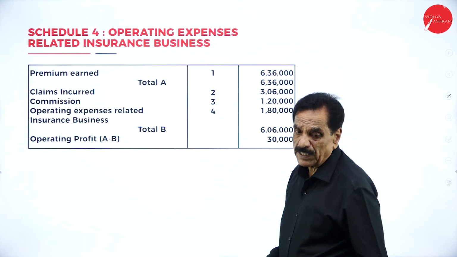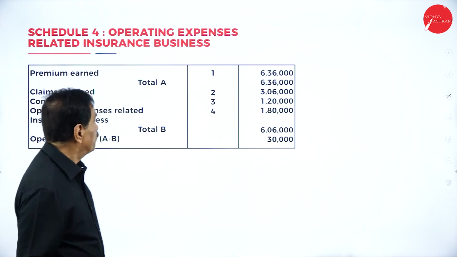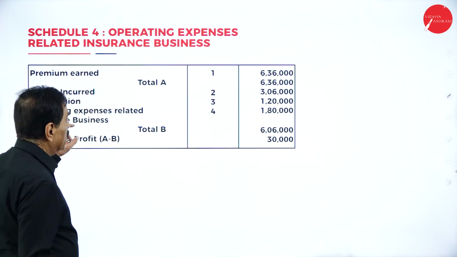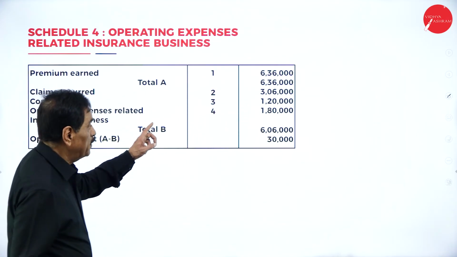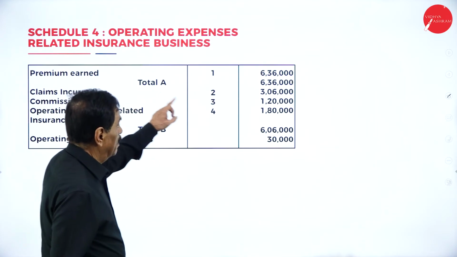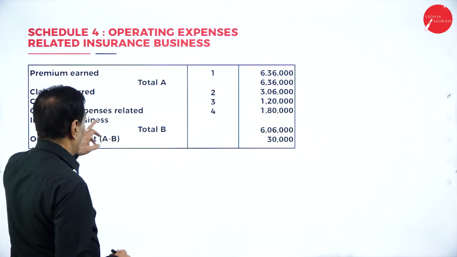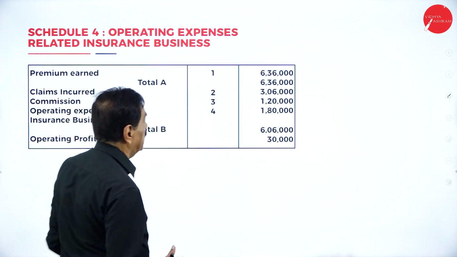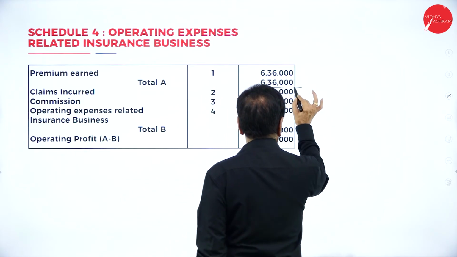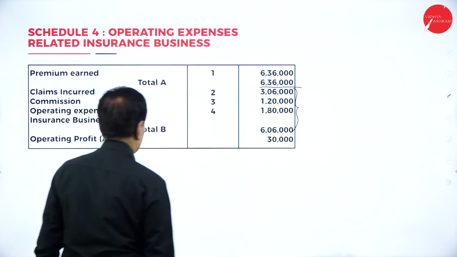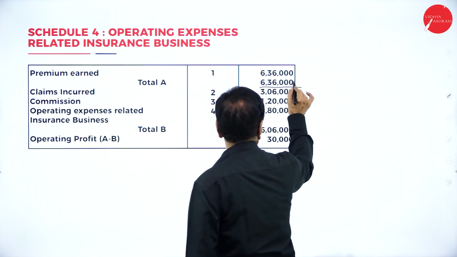Put into format now. Premium received, 1, is 6,36,000. Total claims, commission, operating expenses here. Claims 3,06,000. Then commission 3, 1,20,000. Operating expenses 4, 1,80,000. This is the income. These are all the expenditure. So totally, the total of the expenses is 6,06,000. It is 6,36,000.